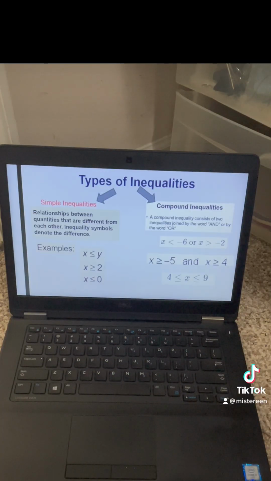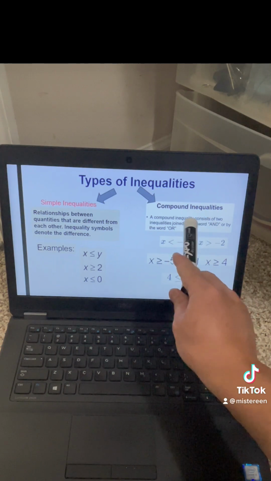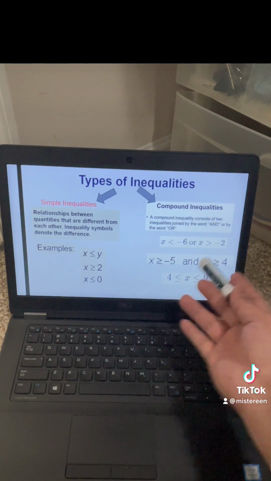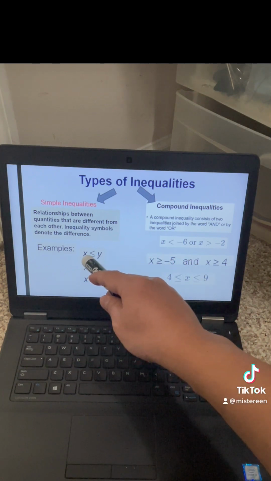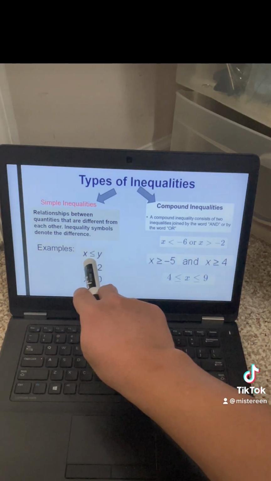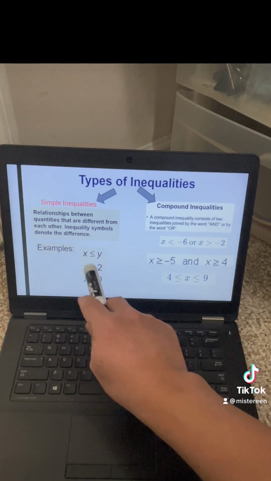Now, another very important concept that you should also know, because we will encounter this in the example, is the types of inequalities. Now, we have two kinds of inequalities. We have the simple inequalities and we have the compound inequalities. Now, the main difference is that for simple inequalities, you will only see one inequality symbol. So just like this, just a simple inequality.